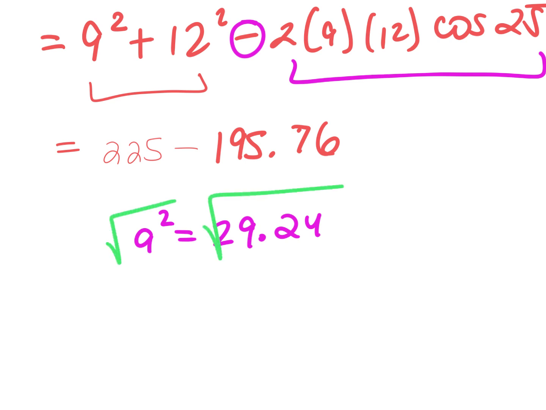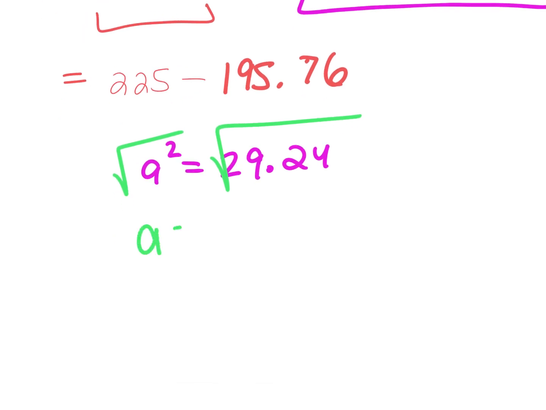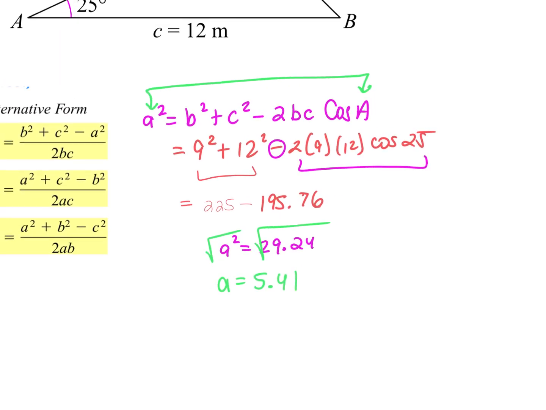So again, what are we going to have to do here? We're going to have to round again. That's why I say to do this as a PDF. What is the square root of 29.24? So 5.41. Okay. It's plus or minus, right? How come we don't use that? Because we're not talking about length.